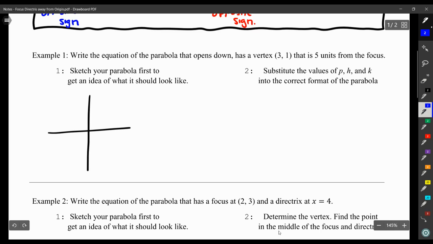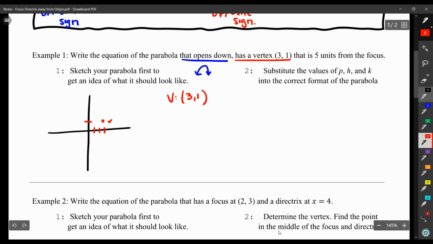So the first thing that I know about this parabola is that it opens down. Right now, that's not extremely helpful. I do know that the vertex is at (3, 1). So I'm going to plot that: 1, 2, 3, 1. So here is the vertex. And I'm going to list that on the side. I like to list everything that I know about this quadratic on the side. And I also know that that vertex is 5 units away from the focus.